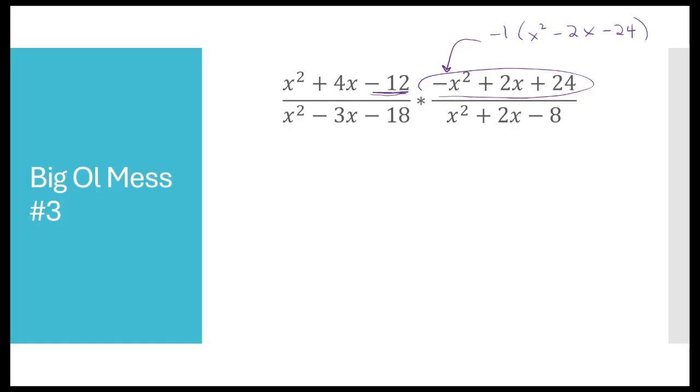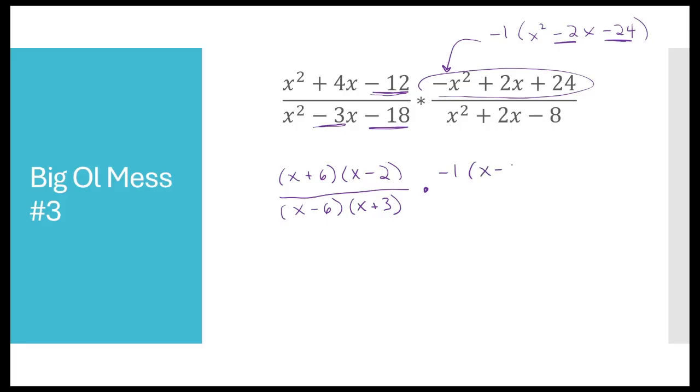So I need 2 numbers that multiply to -12 and add up to +4. That sounds like it's going to be x plus 6 and x minus 2. On the bottom, 2 numbers that multiply to -18 but add up to -3. Sounds like x minus 6 and an x plus 3. Over here, I've got, don't lose my -1, 2 numbers that multiply to -24 but add up to -2. Sounds like an x minus 6 times x plus 4.